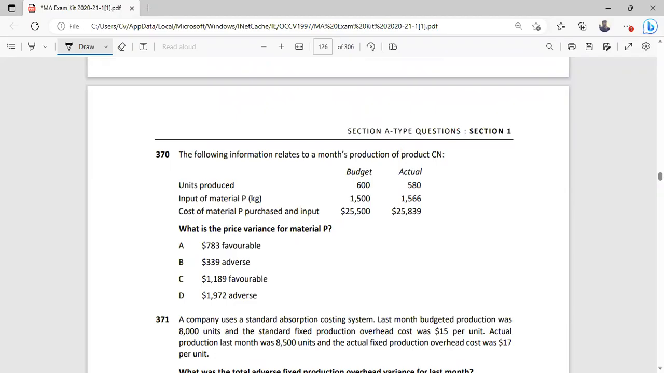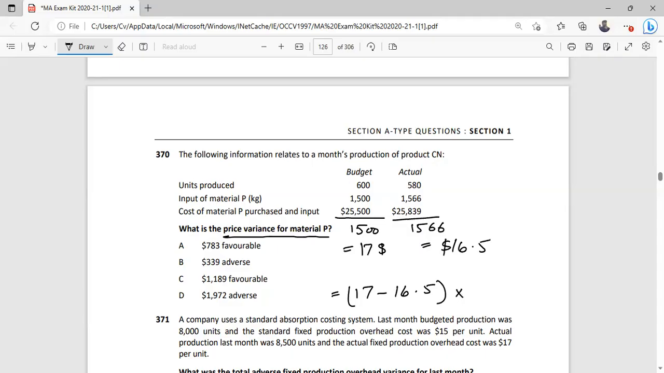Then he is asking for the price variance of material P. Formula of the price variance says budgeted price minus actual price into actual kgs used. We have a budget of 25,500 in total. Divided by 1500, we will calculate budgeted price per kg. It is $17. Then actual 25,839 divided by 1566. It is 16.5. 17 minus 16.5 into actual input 1566. 783 favorable because we actually paid less price in comparison with the budget.